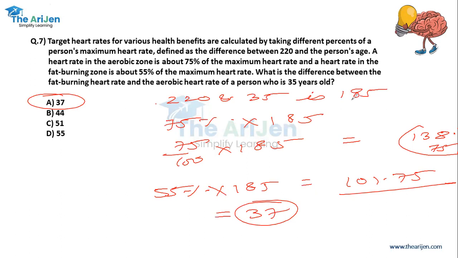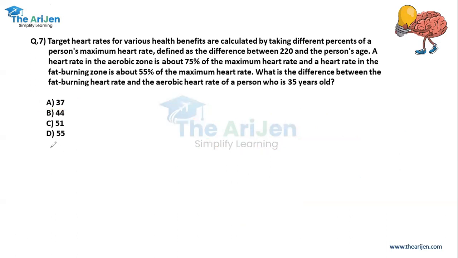So that was easy. Simply you have to find the maximum heart rate, then simply find 75% and 55% of it and their difference. So that was easy. You can look for this kind of question and solve it. You can practice such questions. Now we are moving to the next question here.